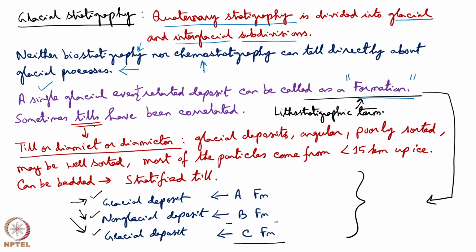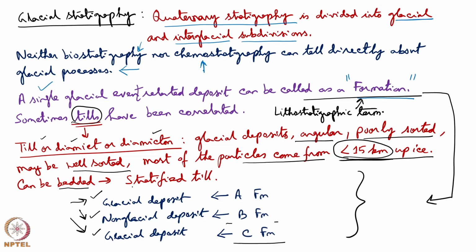Sometimes tills, the glacial deposits which are usually angular and poorly sorted, but rarely well sorted as well, are reported from some parts of the world, and most of the particles come from less than 15 kilometers up ice, but this number varies from place to place. This less than 15 kilometers is for some specific area. So, these tills or diamics or diamictons have been studied, and sometimes used to define the formation, but this is also debated. Till deposits can be bedded, so those tills can be called stratified tills.